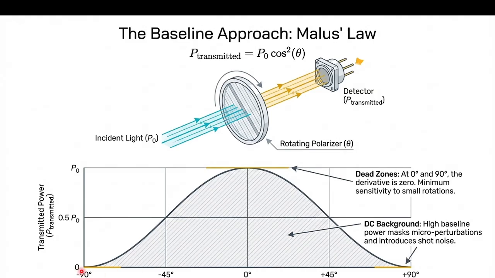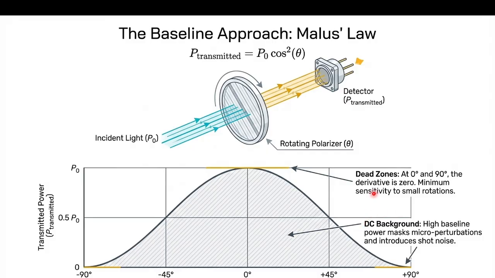The polarizer is a rotating polarizer, so it can be rotated from minus 90 degree to plus 90 degree, and the intensity is a maximum at 0 degree, and at 90 degree, both plus 90 degree and minus 90 degree, it is a minimum. So this is how the transmitted power can be calculated, and the detector will detect like this.